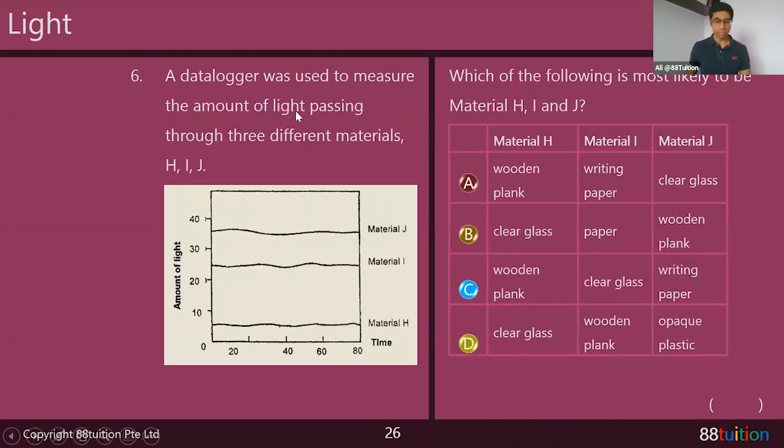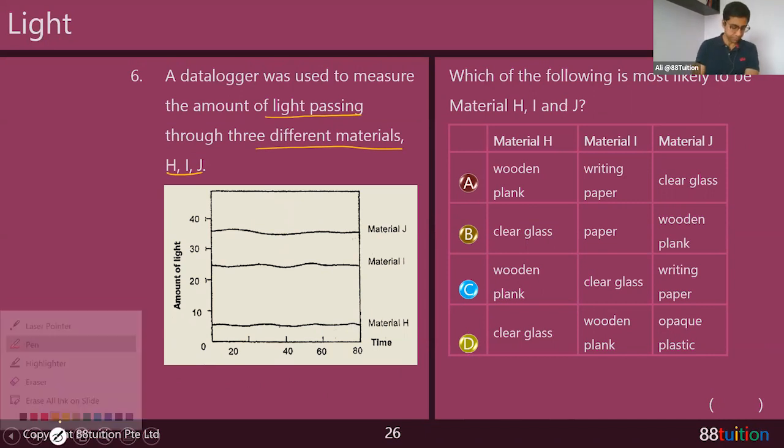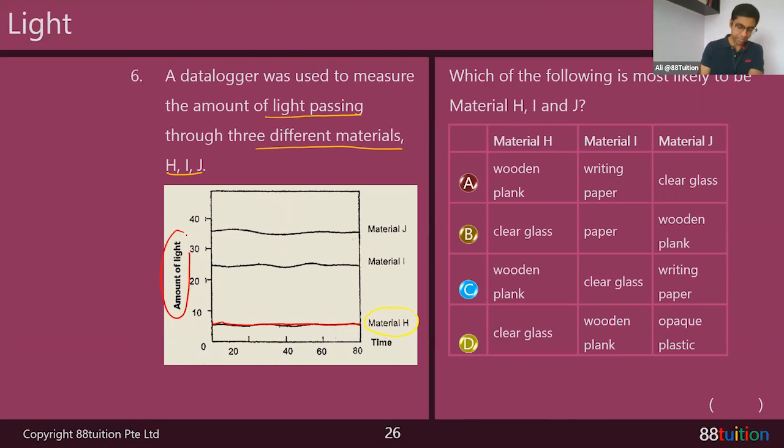A data logger was used to measure the amount of light passing through three different materials, exactly the same as what you just did. Okay, what does that mean? Material H has the least amount of light passing through. Because look at the line here. This is the amount of light only below 10. Okay, so let me give you a number, 5. Here is about 15. Here is about 35. So the most light is going through J. If most light is going through J, that means it's the most transparent.